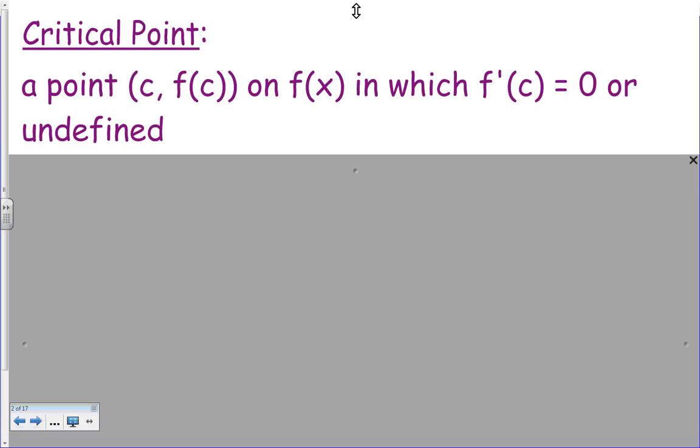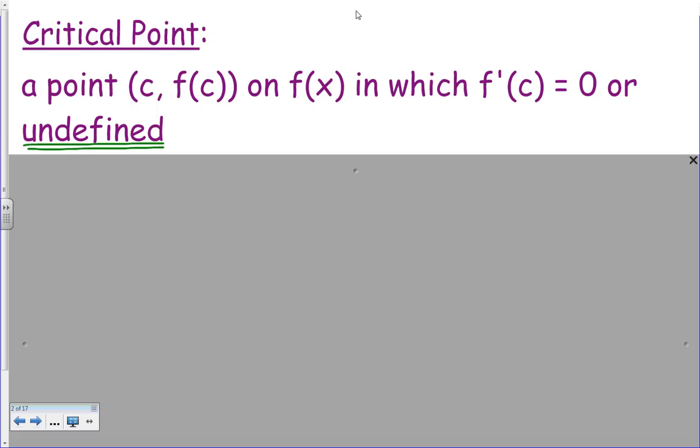All right, so let's start out with a critical point. A critical point, by definition, is a point c, f of c, on function f of x, in which f prime of c is equal to 0 or undefined. In fact, I'm going to underline undefined here because that's the part of this that's usually forgotten. So basically it's saying that if you want to find the critical points of a function, you take that function, find its derivative, and you set it equal to 0, or find where it's undefined.